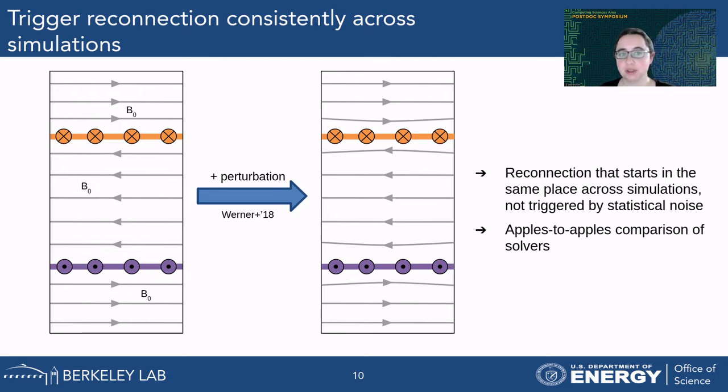Following some examples from the literature, we apply a 1% perturbation to the magnetic field, which pinches in the magnetic field lines at the center of the domain. And this will induce a reconnection to start in the same way, at around the same time, regardless of the numerical solver we're using.